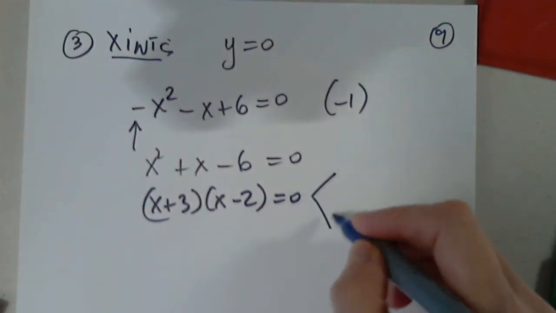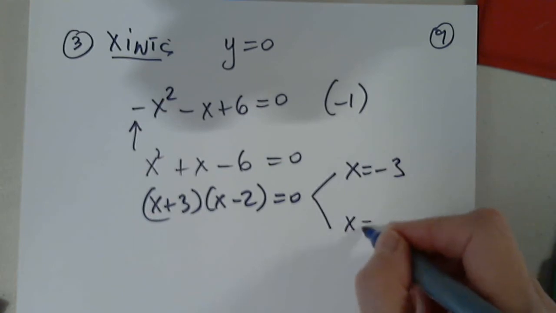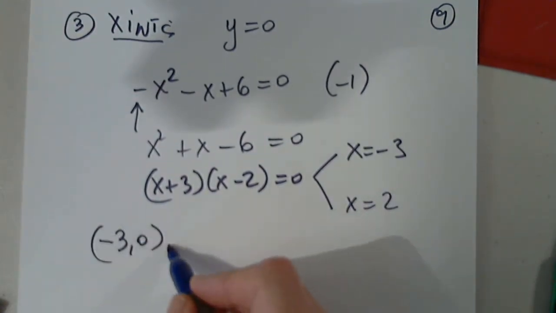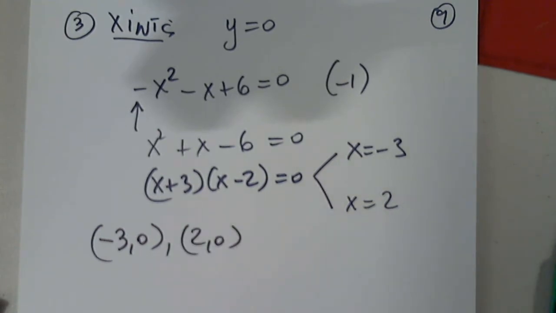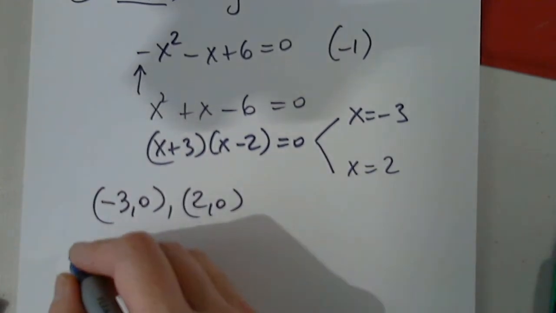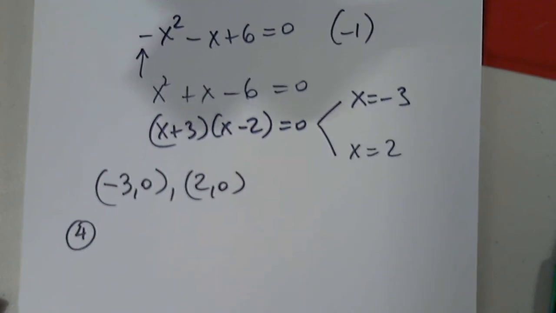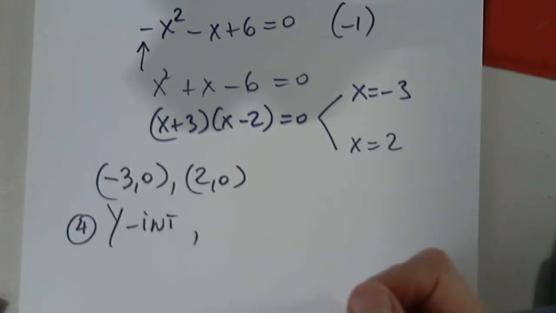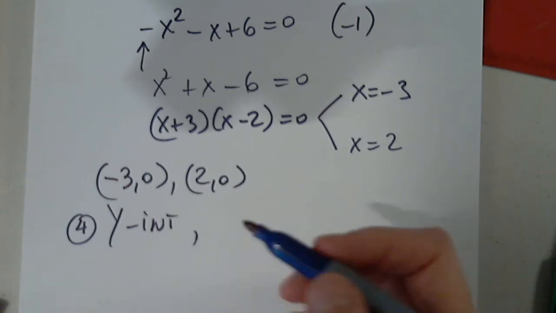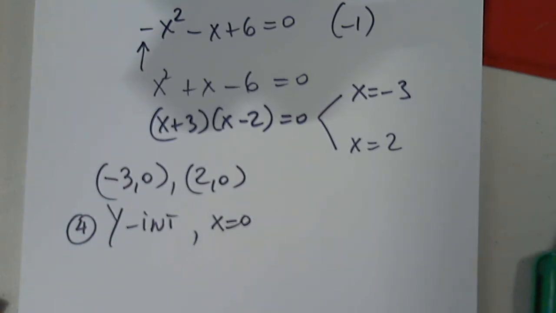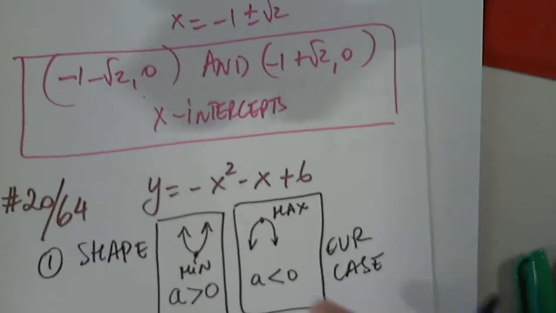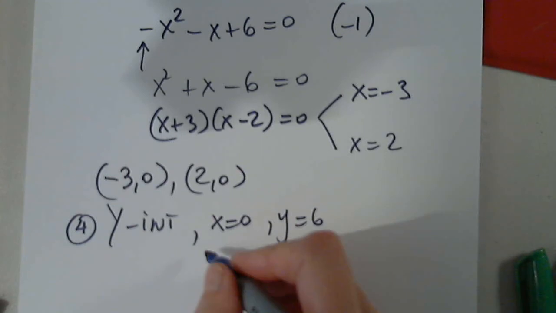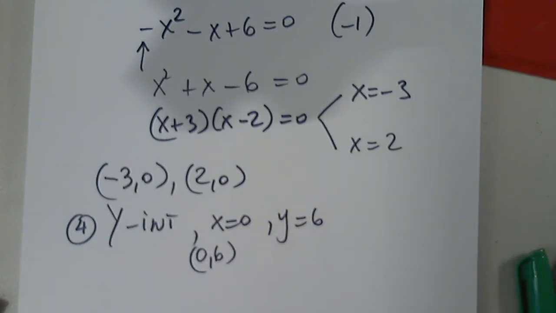Okay, so there are two options, x equals -3 and x equals 2. So we have two ordered pairs, (-3, 0) and (2, 0), that are the x-intercepts. Number 4 is the y-intercept, and this is always easy because it's x equals 0. So when I plug in 0, I get 6. So then y equals 6, so the ordered pair is (0, 6).